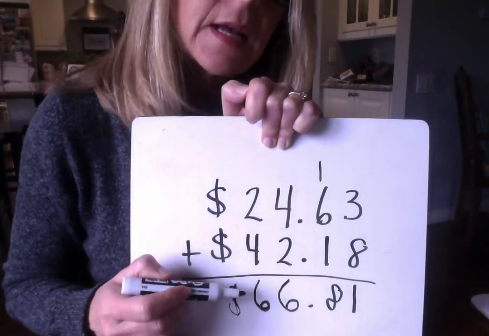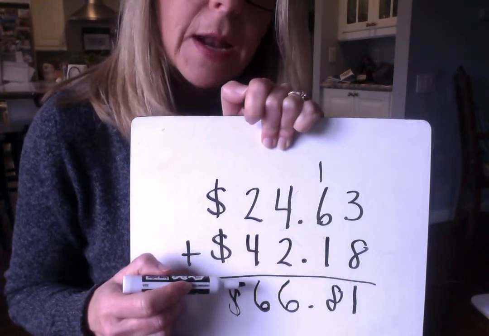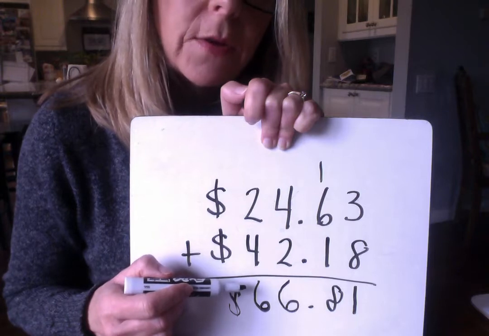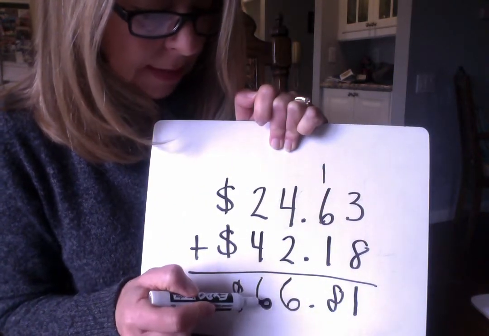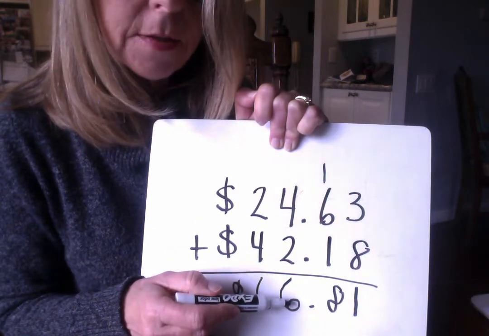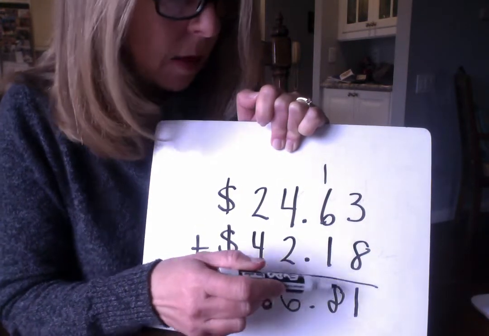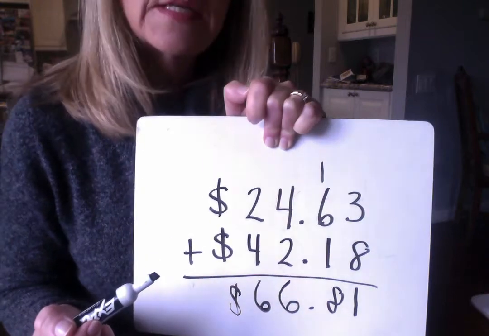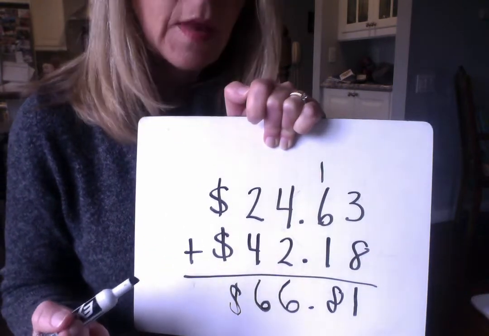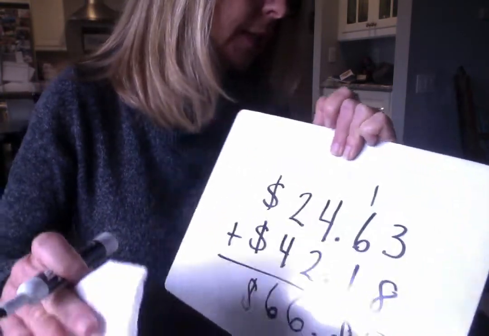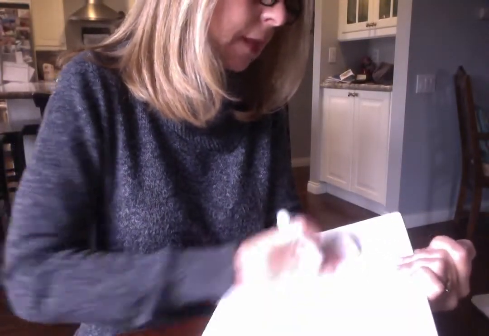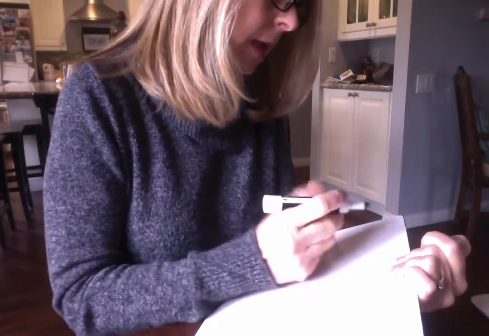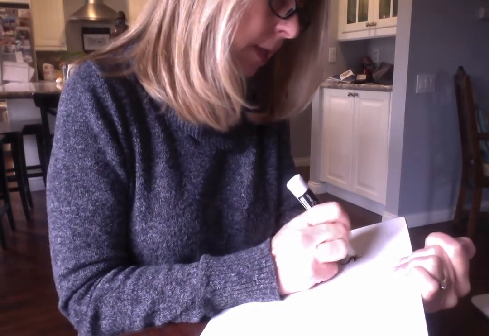So if I had 6 $10 bills, let's think about how much that would be. 10, 20, 30, 40, 50, 60. And 6 $1 bills, that would be 60 plus 6, that'd be $66. And then I would have 81 cents, $66.81. So that's adding, just in case we got a little bit rusty. Okay, let's go ahead and do number 5, and then I'll let you get started on your own.